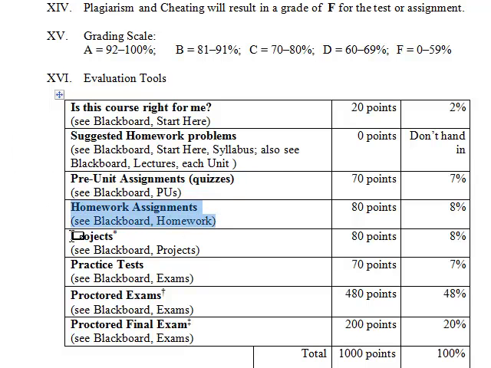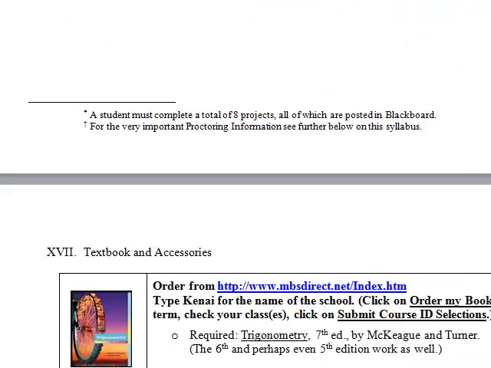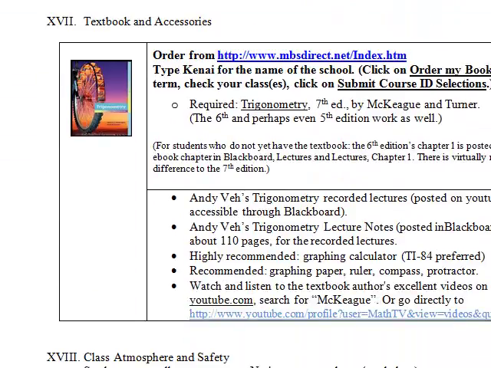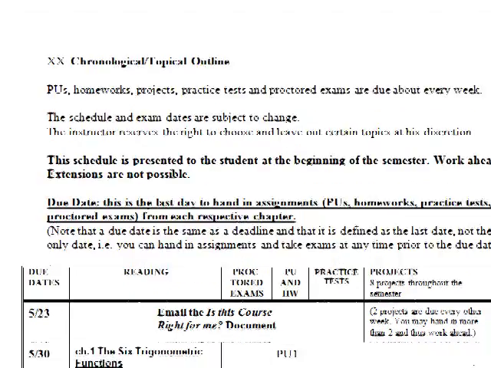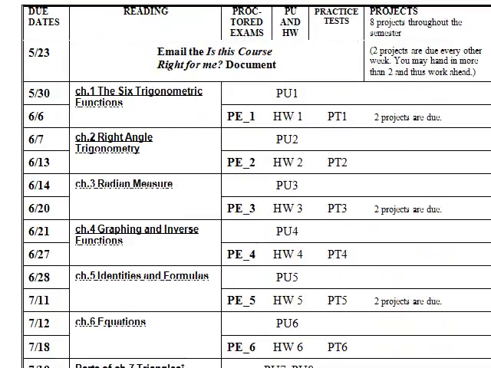Then there are projects, and again I will talk about all of these here in just a little while. Practice tests, which really do mimic the proctored exams, and the proctored exams, and then the proctored final exams, and then here's the point distribution. The other thing I want to show here, besides the textbook information, is that for a particular semester, these would be the assignments.